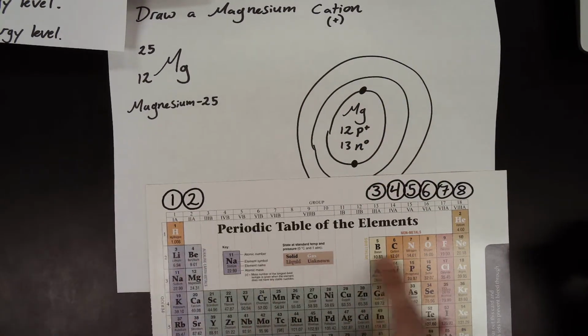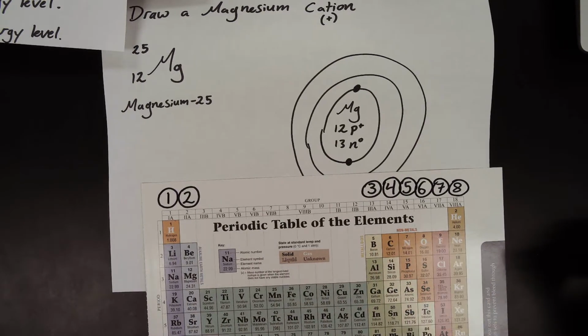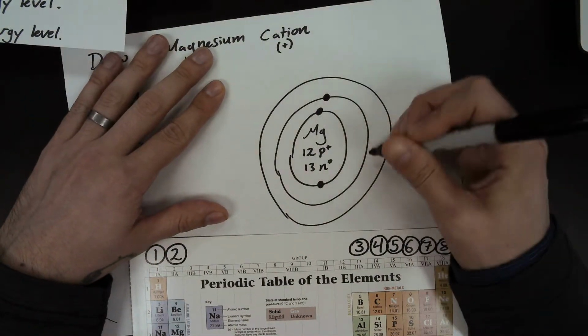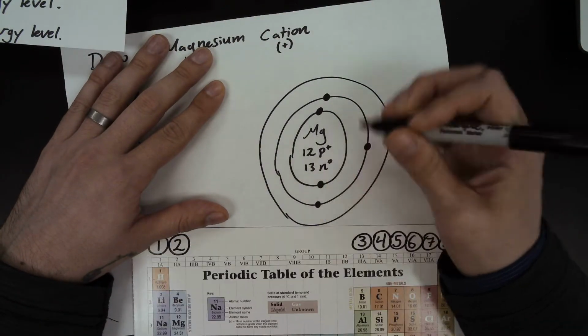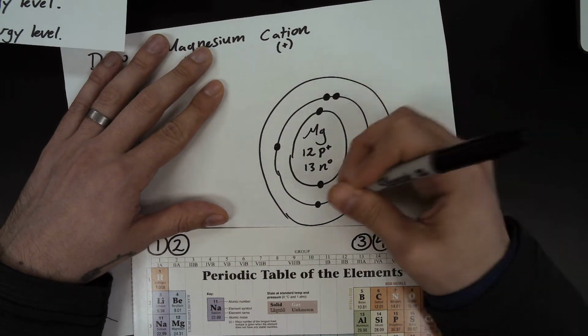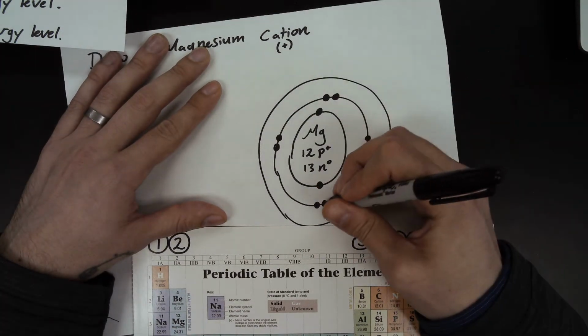There's 8 in the second energy level. There's 1, 2, 3, 4, 5, 6, 7, 8 spaces in the second energy level. Pair them up. Start at the top, go to the right, put down at the bottom, to the left. Pair them up. 2, 4, 6, 8. Awesome.